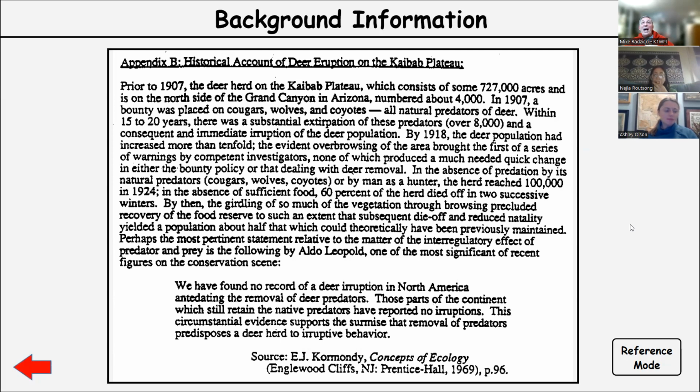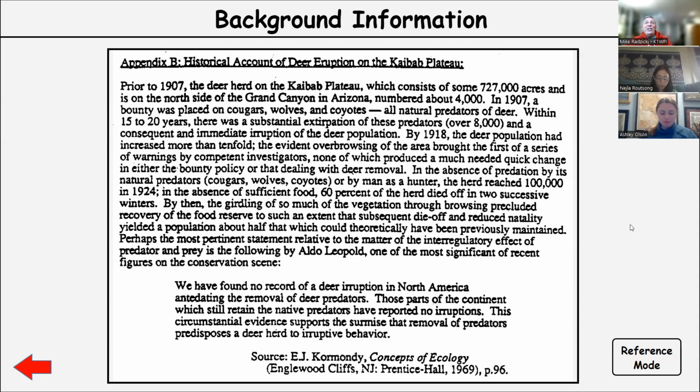In 1907, a bounty was placed on cougars, wolves, and coyotes, all natural predators of deer. I guess the ranchers were upset that the predators were killing their sheep and cows and stuff like that, so they lobbied the state to be able to do that. Within 15 to 20 years, there was a substantial extirpation of these predators. The hunters came in and wiped them all out, and a consequent and immediate eruption of the deer population. So unlike Lotka-Volterra, where there's this oscillation, you got rid of the predators, so the prey, the deer, went through the roof.